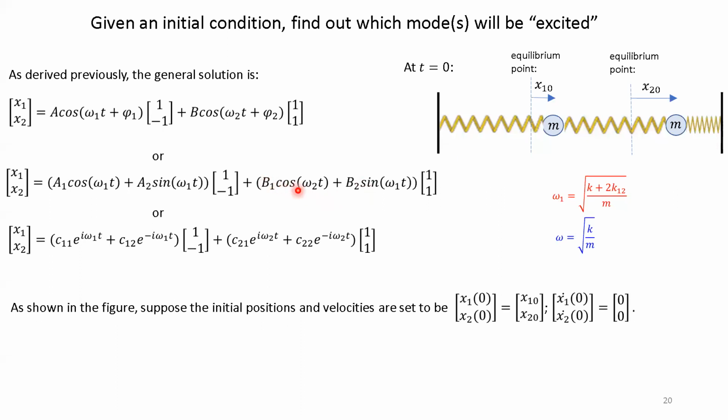If you have this B1, B2 to be completely 0, then I only have this mode. On the other hand, if I find that A1, A2 are completely 0, then I only have this mode over here. Or if you find that none of them are really 0, then you know that you are in the superposition of the two modes. Okay. So then what we are going to do is to use this information to figure out the numbers for A1, A2, B1, B2.